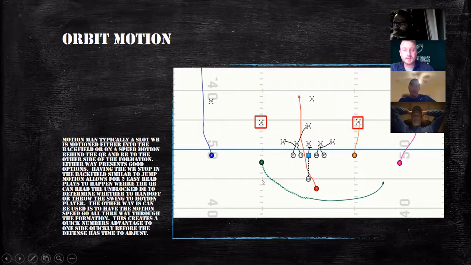So what you're going to see is the full orbit motion, but we would have our H come in motion back here and stop almost like a pistol position right on the quarterback. And the quarterback, we would run inside zone and we would read the defensive end. If that defensive end crashed, he would throw the ball out to the swing. Or if that defensive end just stayed, or if he had numbers, if he liked the handoff, he'd hand the ball off and fake the swing.